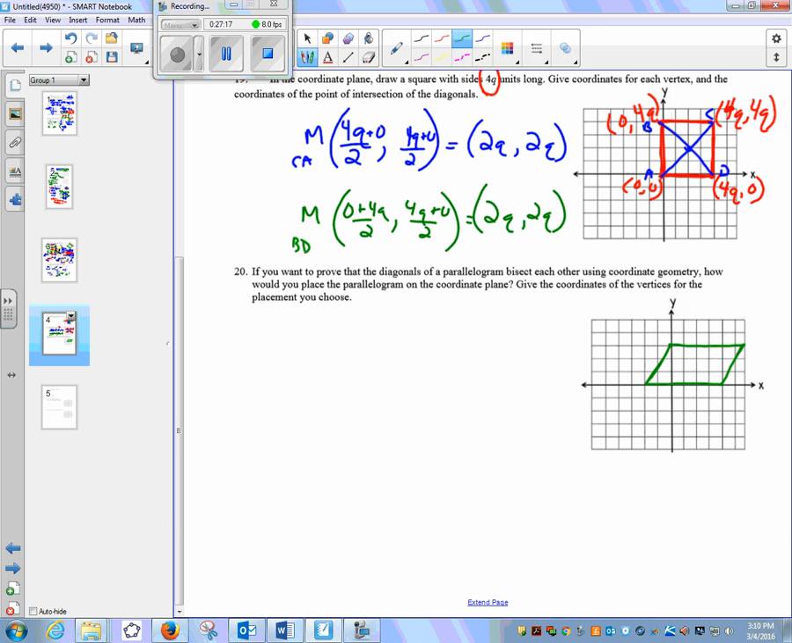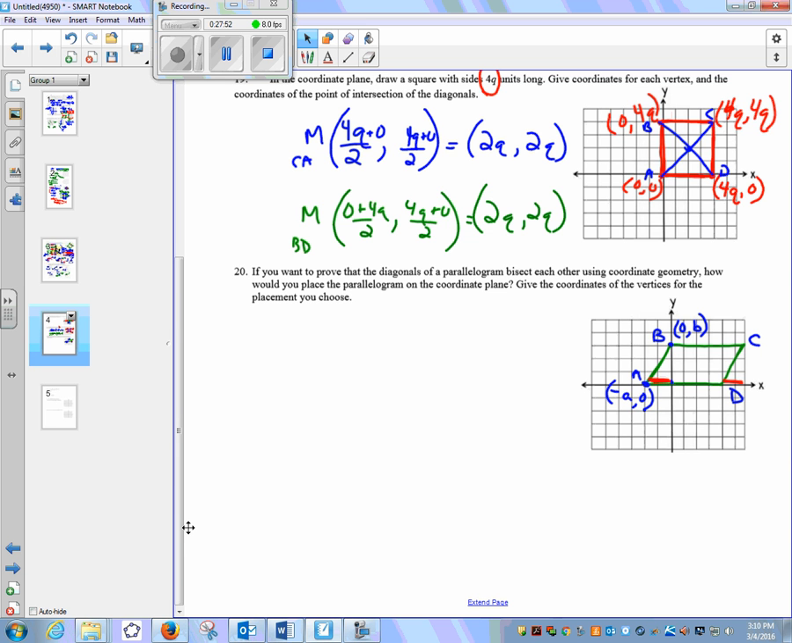Remember that the key for a parallelogram is that this distance has to be the same as this distance. That's what makes it a parallelogram. So for my placement here, let's make this A, B, C, D. Point A, I'm going to go over 0, up 0. For B, I'm going to go over 0, up B. Now I've got to decide about C and D. I have some choices here.